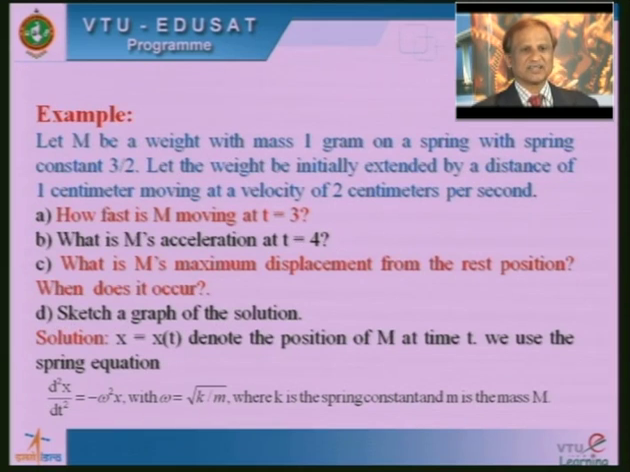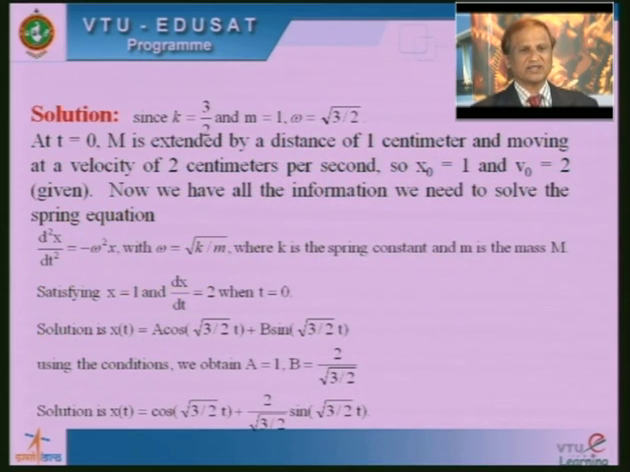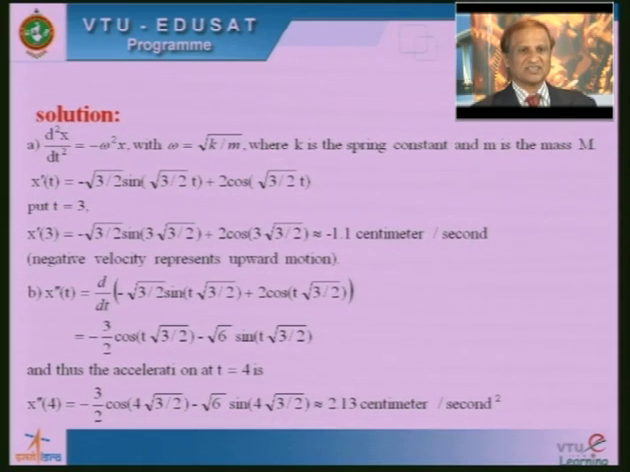So what is the second part? What is m's acceleration at t equal to 4? So now I want to calculate acceleration. We know that for acceleration we can calculate the second derivative. Is it clear? Alright. Just now I have obtained the first derivative of the solution, so now I want to differentiate this equation one more time.